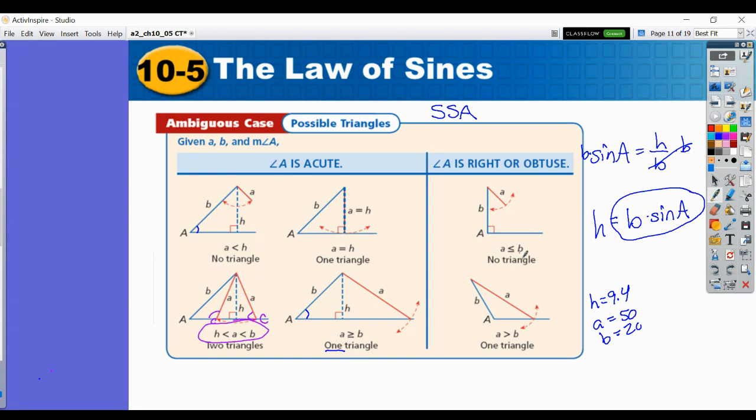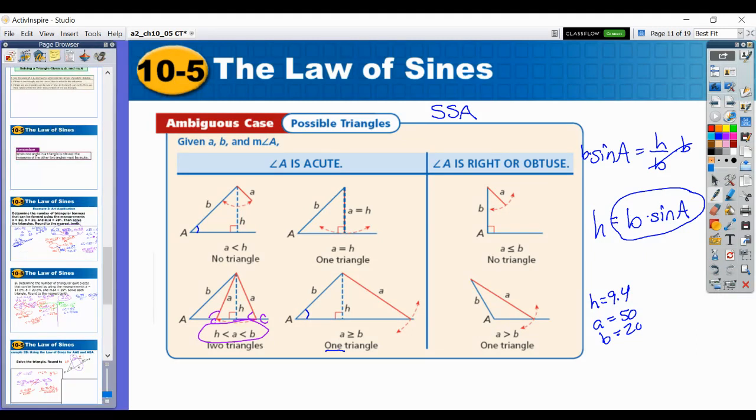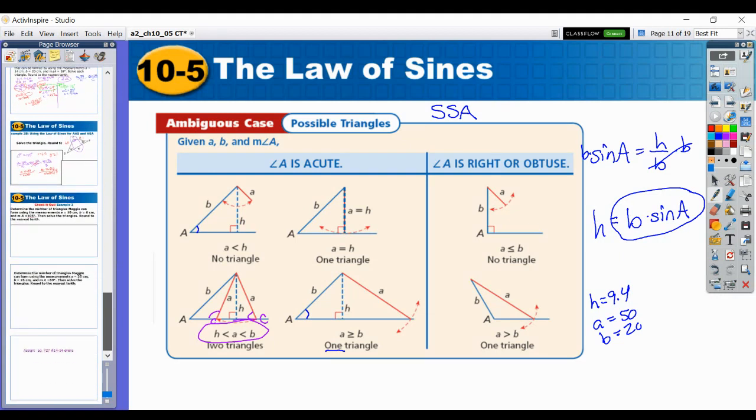And then we just have to decide if A is less than B, there is not a triangle. And if A is bigger than B, then there is a triangle that we need to solve. There will be a couple problems on your homework that are no triangle. Guess what? You don't have to do any work on those.